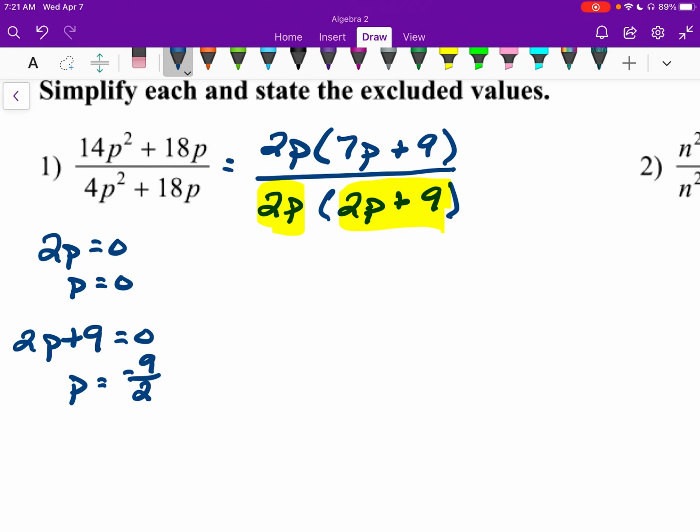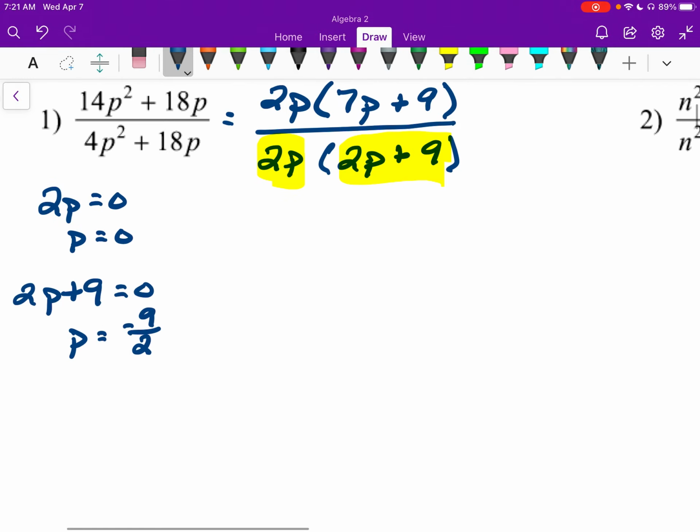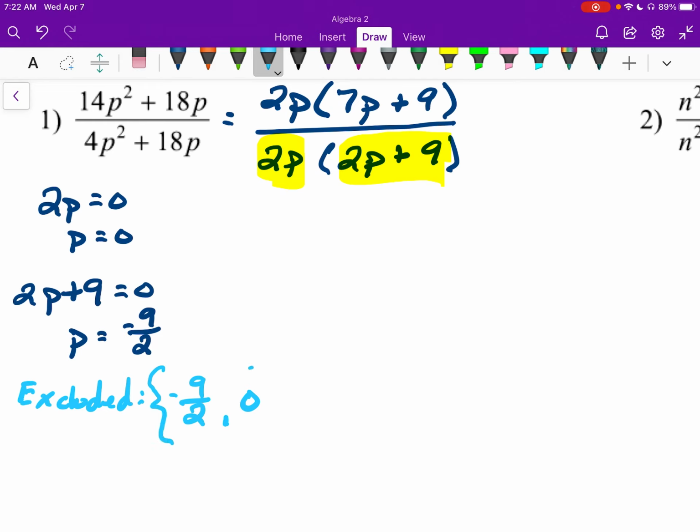So the excluded values, where do I want to write that? Excluded will be negative 9 halves and 0. All right. If you look at the answer key, it will have little squiggly lines next to it to signify that they're in a set together. I don't care if you use the squiggly lines or not. What you need are those two numbers.